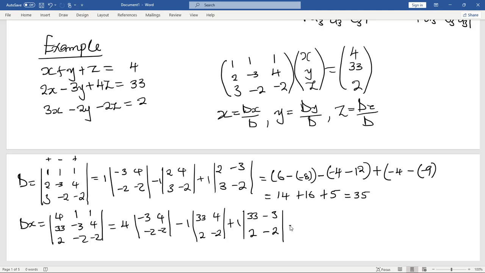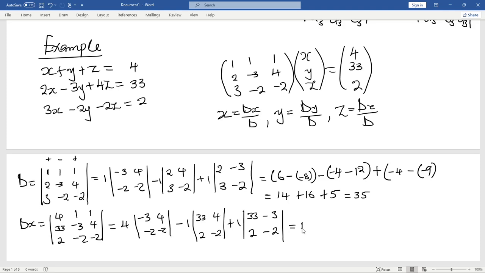Like this here. Okay, let's just cross check. So for 4 here, we remain with this 2 by 2 matrix there, which is negative 3, 4, negative 2, negative 2, which is what we have there. Then for 1 here, 33, 4, 2, negative 2. Then this one here, 33, negative 3, 2 and negative 2 like that. Okay. So now we calculate the determinants here, then we add and subtract whatever we get there.